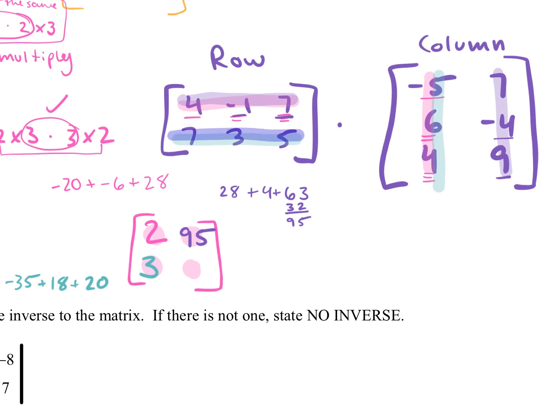Let's do the second row, second column, and that's going to go in the second row, second column spot. So 7 times 7 would be 49. 3 times -4 would be -12. And 5 times 9 would be 45. So we have 49 minus 12 plus 45. We can do 49 minus 12 would be 37. 37 plus 45 would give us 82. So this would be our answer.